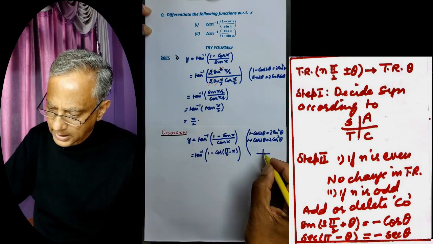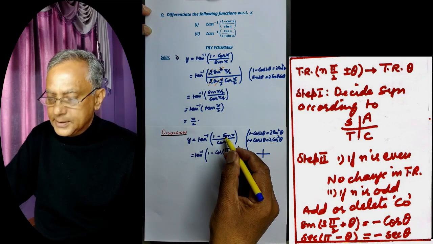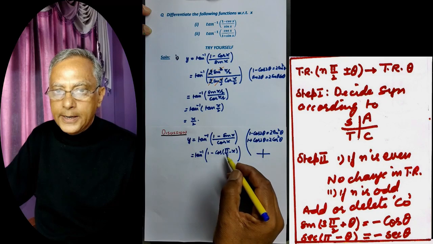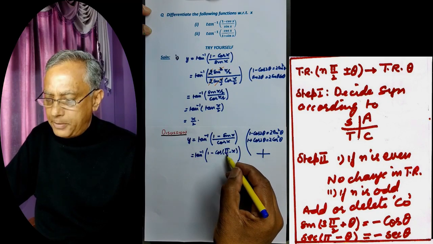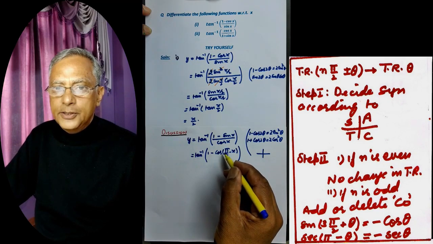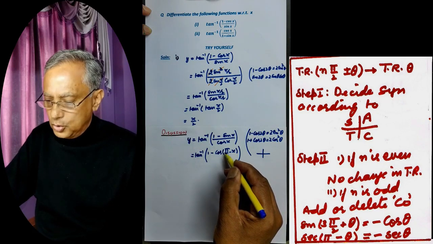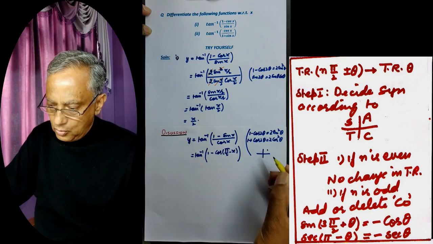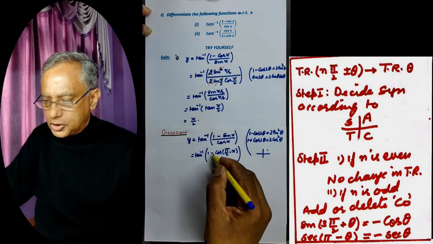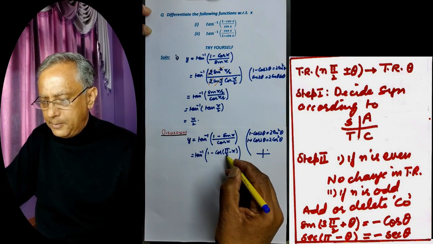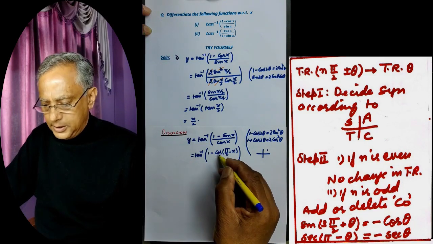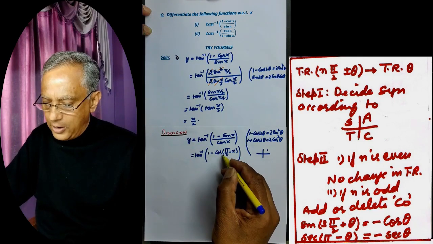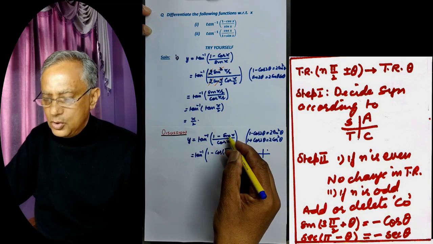Cos of pi by 2 minus x is sine of x. Cos of pi by 2 minus x lies in first quadrant, and this is odd multiple of pi by 2. So the t ratio will change. We will add or delete co. So we can write this as sine of x. In this quadrant, cos is positive and this is odd multiple of pi by 2. So instead of cos, we will have sin x. We will have to change cos x into sin x. So we will have 1 minus sin x. This is equal to sin x.